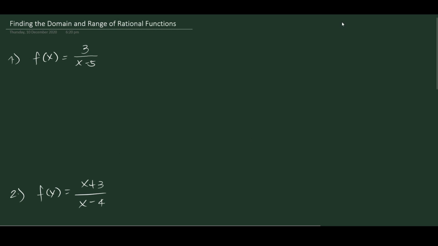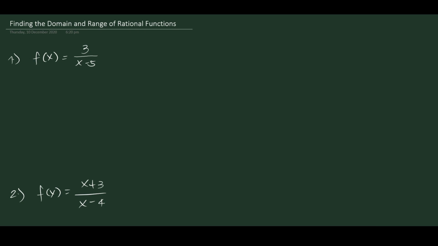Okay, hello everyone. So in the previous video, we gave a brief introduction to rational functions. Now in this video, we will find the domain and range of rational functions. As you will see as we proceed, there will be different methods depending on the given function. Okay, so let's start with f of x is equal to 3 over x minus 5.